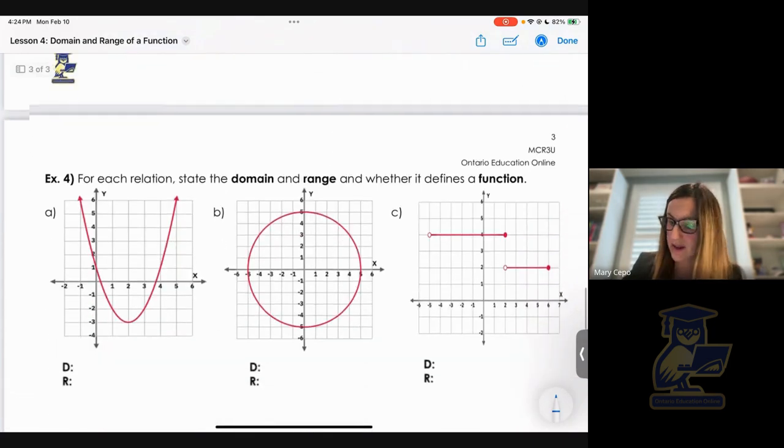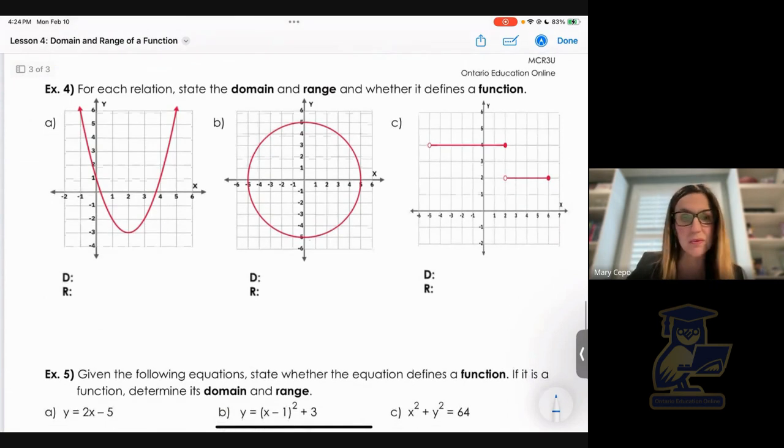Okay, this time we're going to look at a couple of relations and we're going to state the domain and range and define whether it is a function. So let's state the domain and range first, and then from there we can decide whether it's a function based on whether the relation passes the vertical line test.